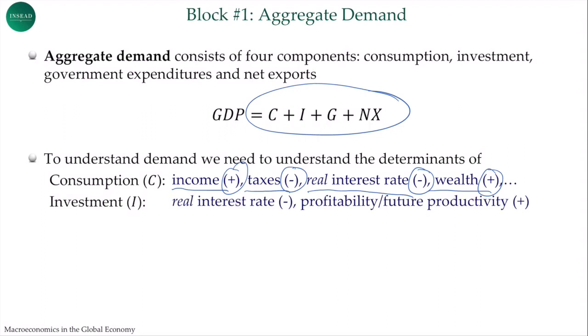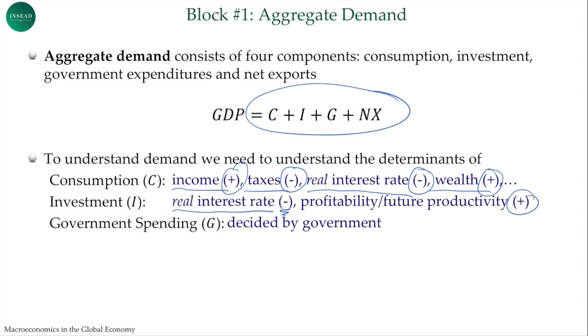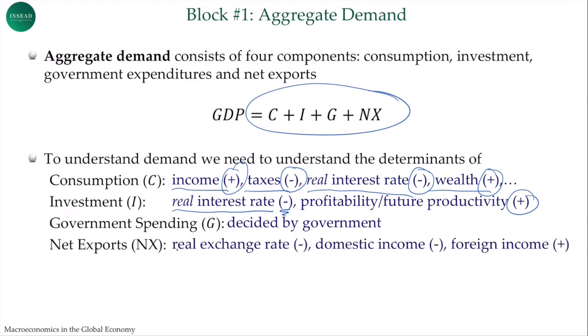For example, investment will depend on the interest rate, the cost of capital. Of course, higher interest rates will affect investment negatively. And then it will depend on any variable that can indicate the expectations of businesses about the profitability of future investment or current investment. And that's going to have a positive sign because higher expectations of profitability will mean higher investment. Now, government spending we'll treat differently. We'll treat it as a variable decided by governments, so we don't have to think about the determinants of that variable. Finally, net exports will be determined by exchange rates.